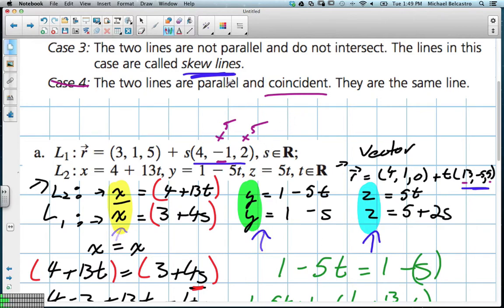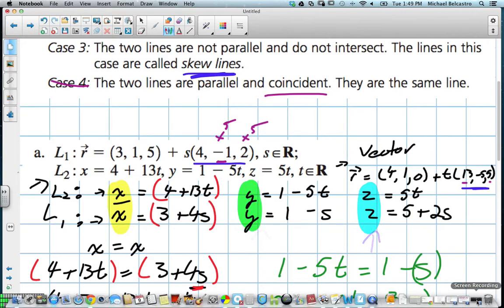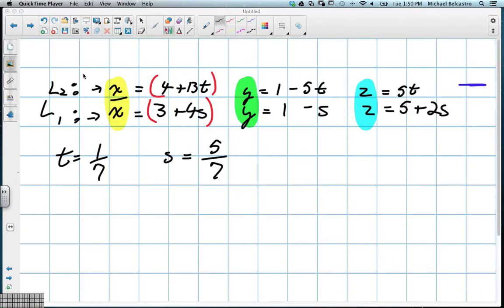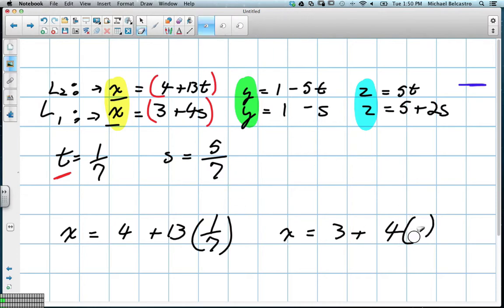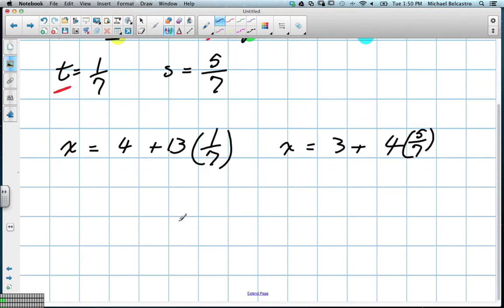Okay? So I'm going to pause this here just to make the next part quicker. Okay, so we cleaned some stuff up. Now we're going to plug in our variables. So for the very first pairing, we'll deal with x. X is equal to 4 plus 13 times t, which is a 7th. And in the other example, x was equal to 3 plus 4s. Let's actually give our values here. S being 5 over 7. So we should get equivalent x's if we're intersecting at a single point.